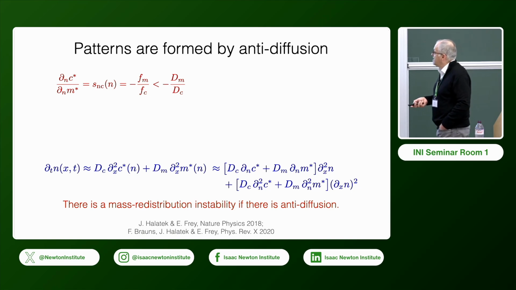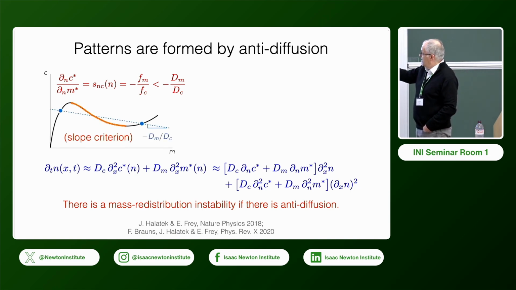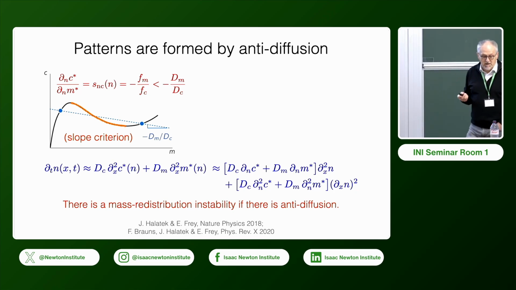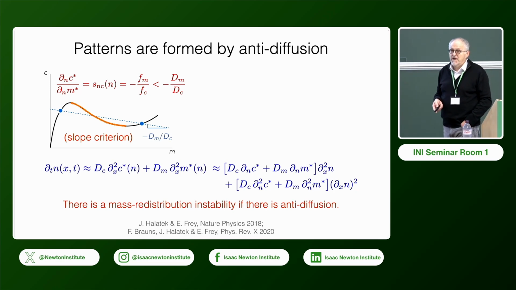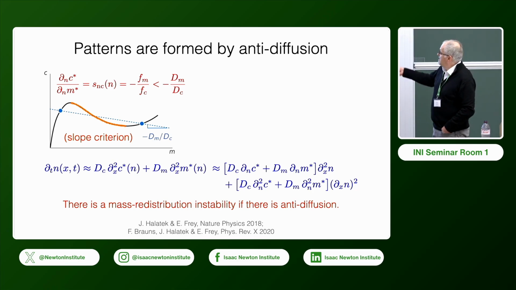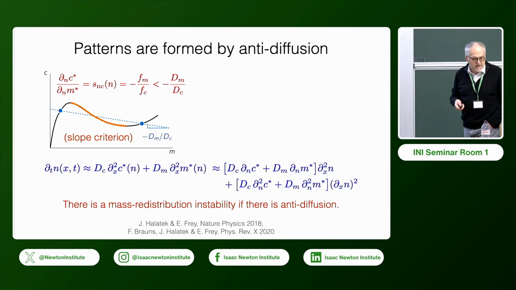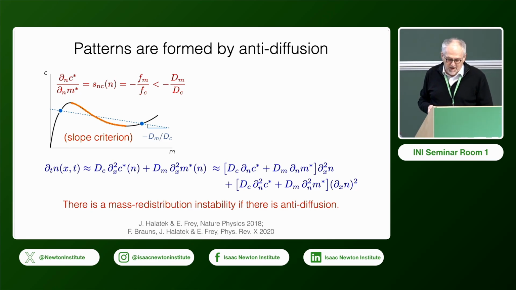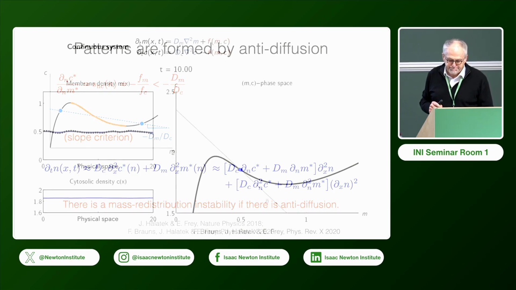And you can turn that into a slope criterion in phase space. So this says you will have a Turing instability in the system if the slope of that null line is actually cutting this here in an obtuse way. Okay, so that's the criterion, and it's a very straightforward way of characterizing the pattern formation process here.